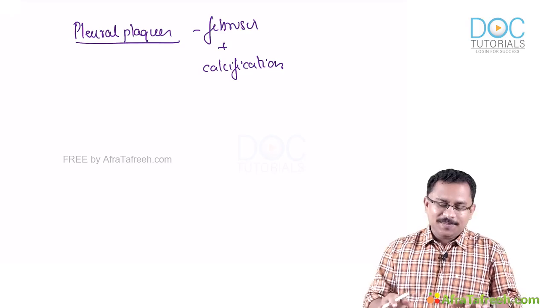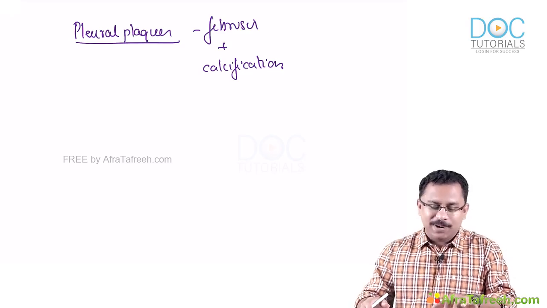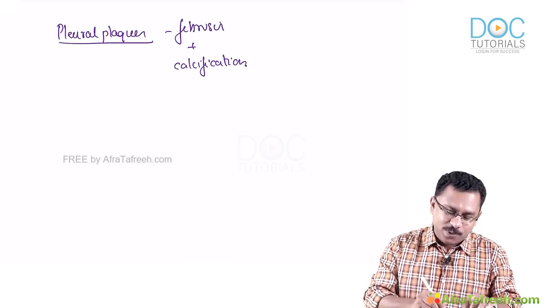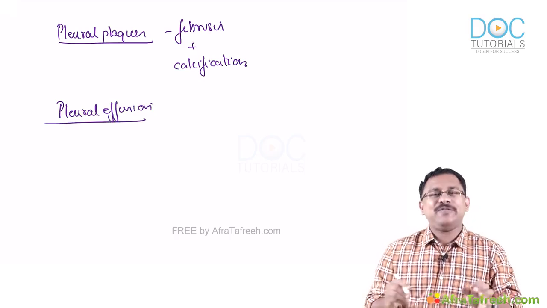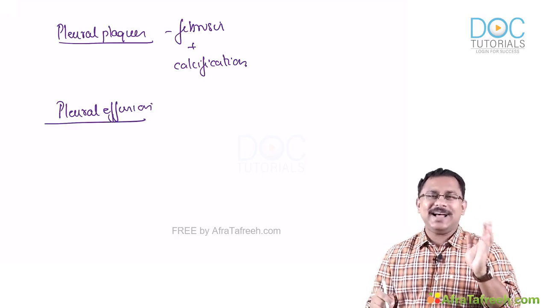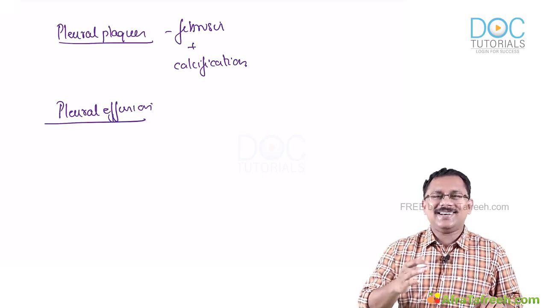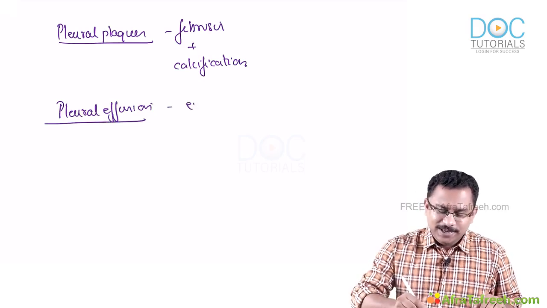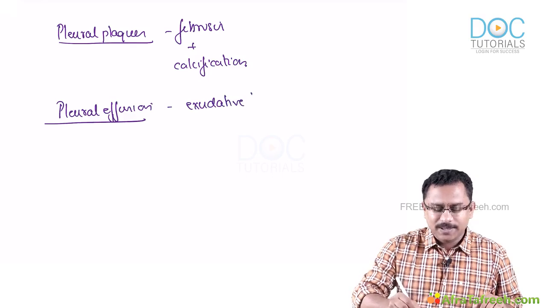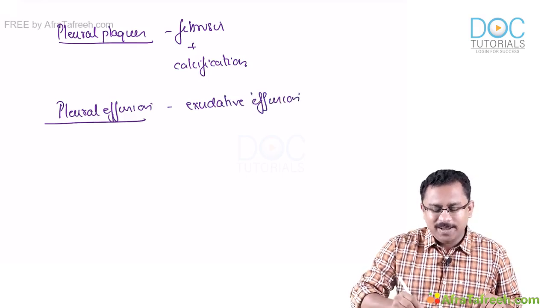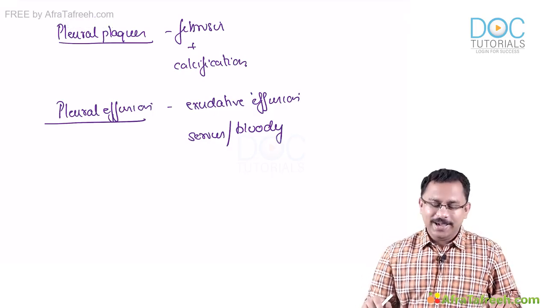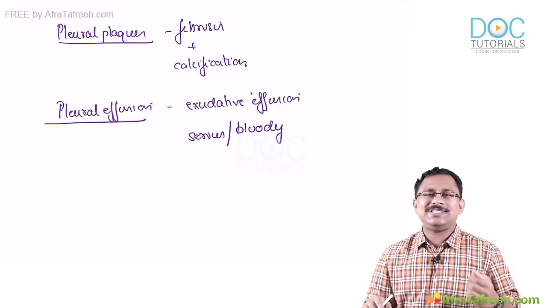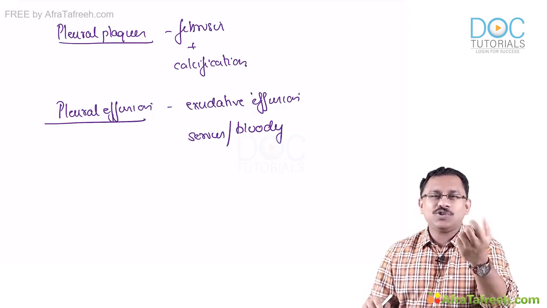The next manifestation after pleural plaques is pleural effusion. Pleural effusion associated with asbestosis is again an exudative effusion. Sometimes it may be a serous effusion, but sometimes it may be a bloody effusion. But it is an exudate, and this type of effusion is also known to contain eosinophils.